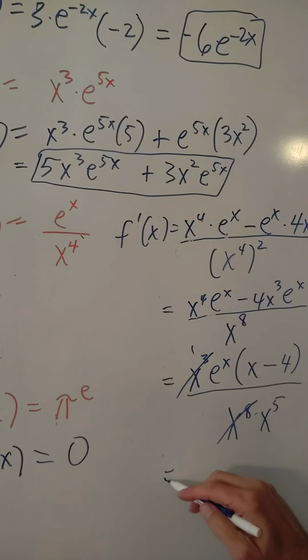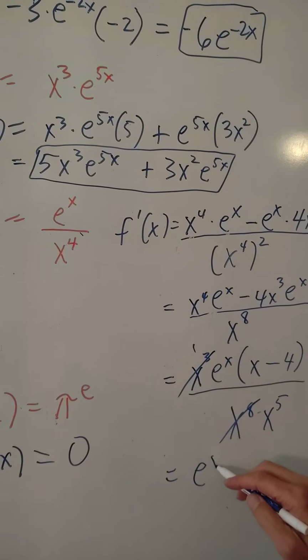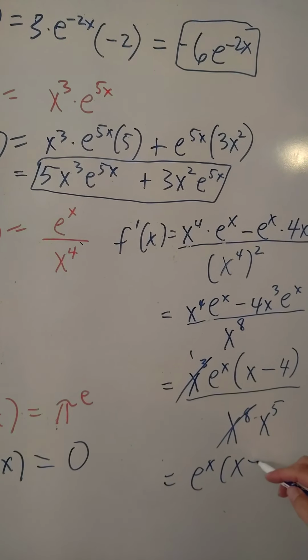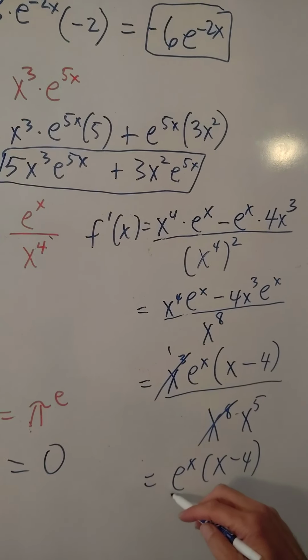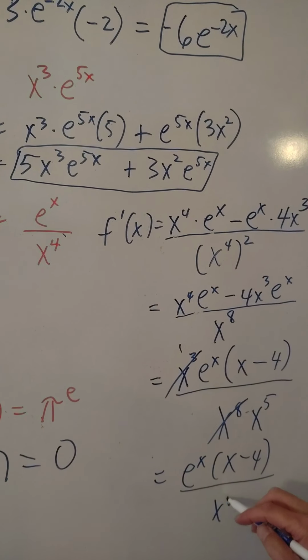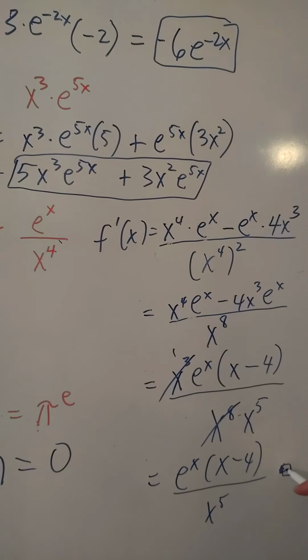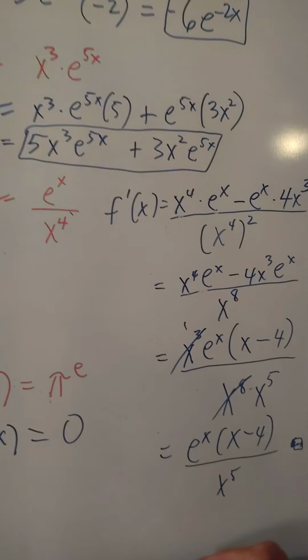So my final answer, it's always nice to be neat here. Let's write e to the x times x minus 4, all over x to the 5th. And that is the final answer.